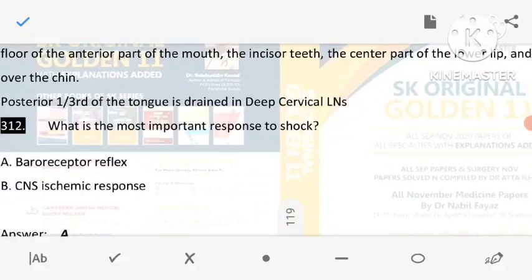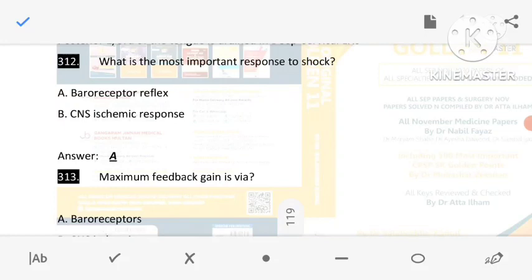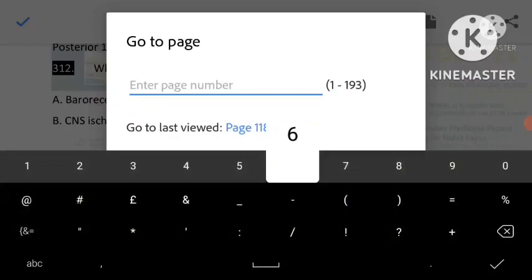Point number 312, what is the most important response to shock? It is the baroreceptor reflex. Baroreceptor reflex.